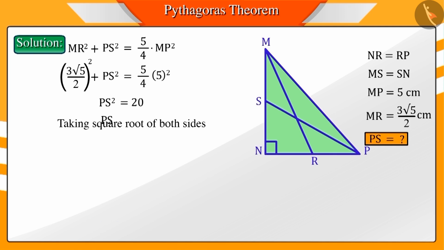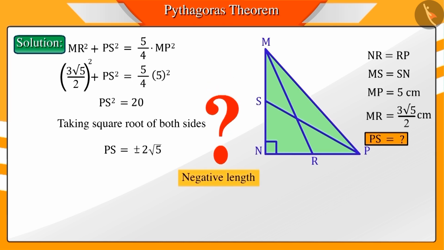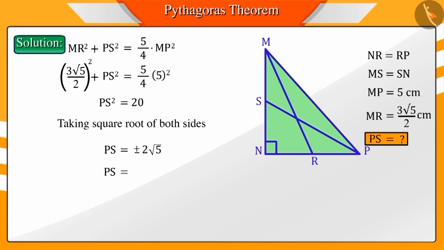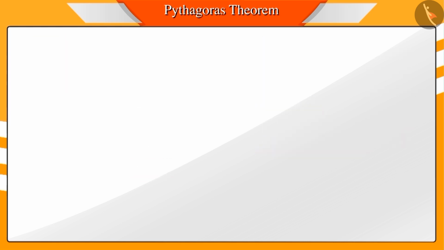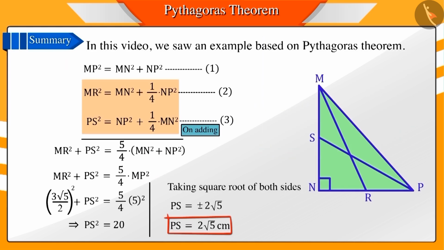Taking square root of both sides, PS equals positive and negative 2 square root of 5. PS is the median of the triangle MNP, whose length we have to find. Can the length be negative? Absolutely correct. Length cannot be negative. So, we will consider positive. So, the length of PS will be 2 square root of 5 centimeters. Hope that now you've understood the Pythagoras theorem well.